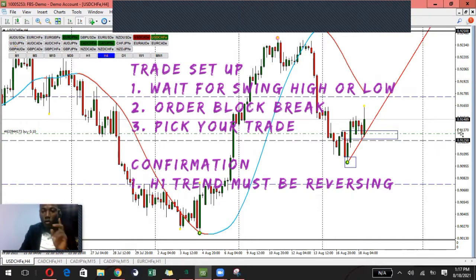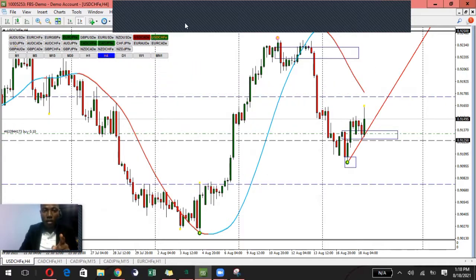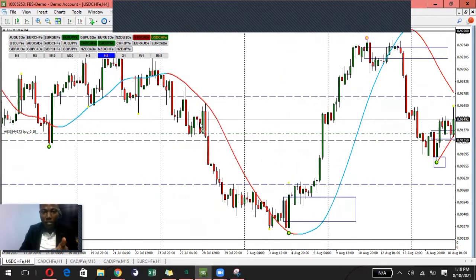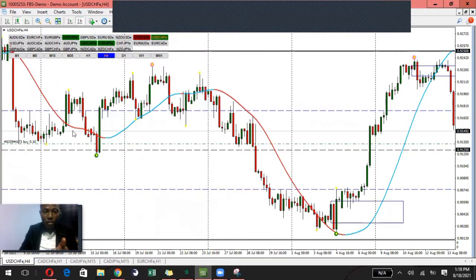Then look for your order block. In an uptrend, your order block is the last bearish candle. In a downtrend, your order block is the last bullish candle. In a downtrend, the last bullish candle, and you can see very active. This is an uptrend, the peak formation high. Just look for the last bearish candle. If it breaks it, then you go for yourself.